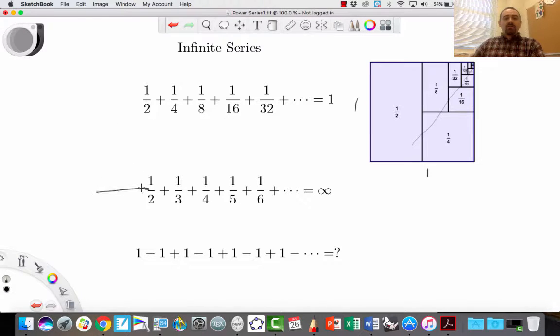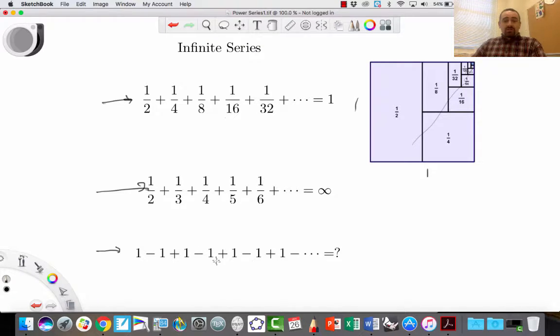Another classic series, the harmonic series, actually doesn't add up to anything at all. That actually goes off to infinity. These fractions I'm adding are smaller and smaller, but it turns out that they're not getting smaller fast enough for us to go to a finite number. So this is infinity.